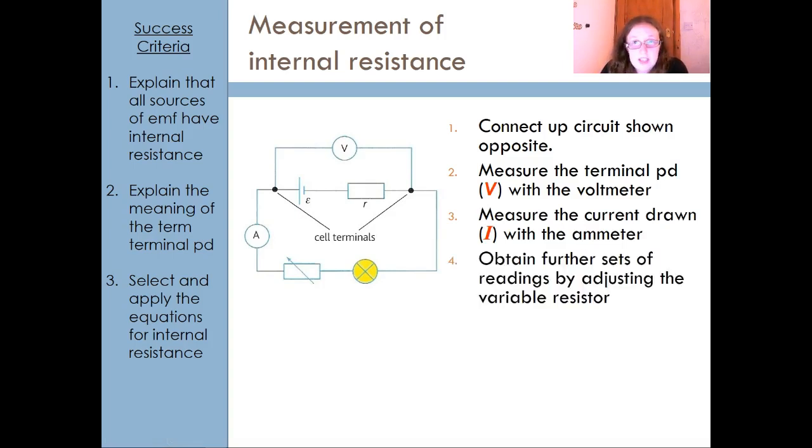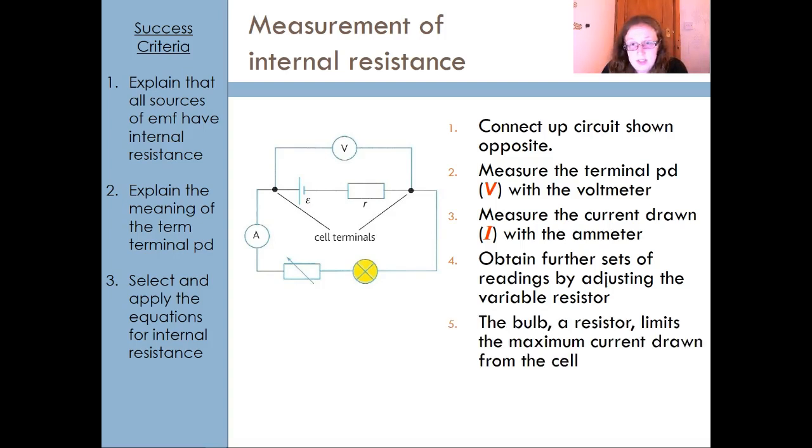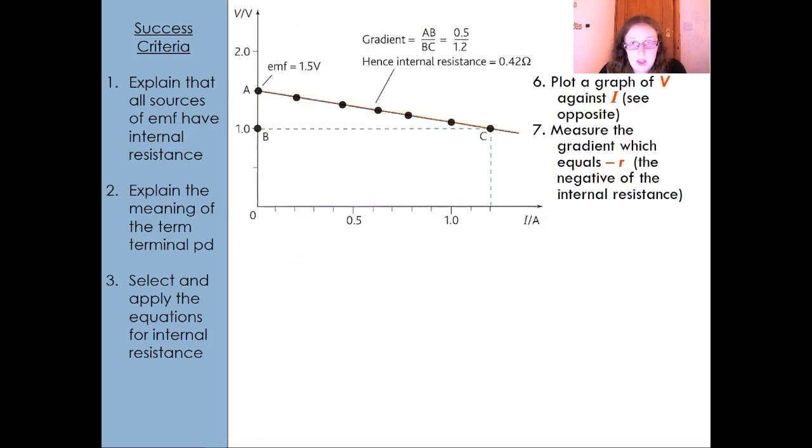Then you vary the reading on the variable resistor, so vary the resistance, so you get more values of V and I. And the reason the bulb is in there is for safety, because it's going to make sure the current doesn't get too high. But if you use large resistors, you're fine. But if you want to make a comment on safety, make sure you say you're putting a bulb in there. Keep you safe. We then plot a graph of V against I, which should look something like this.